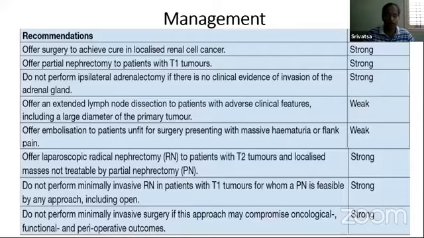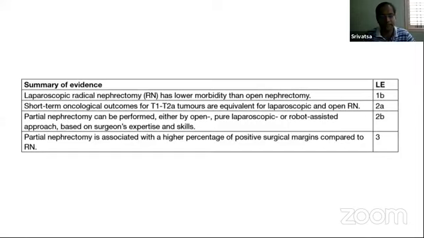Coming to the management, surgery is by far the mainstay of management in organ confined RCC, or probably even locally advanced RCC. These are the levels of evidence.